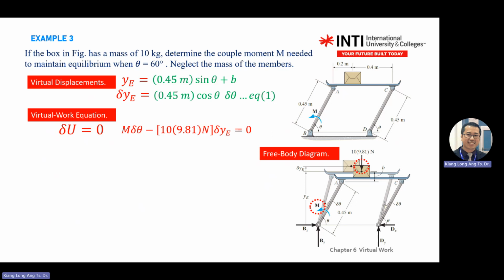In this example 3, why is there a negative? Because in your diagram positive goes up. So you get the negative work from the W.